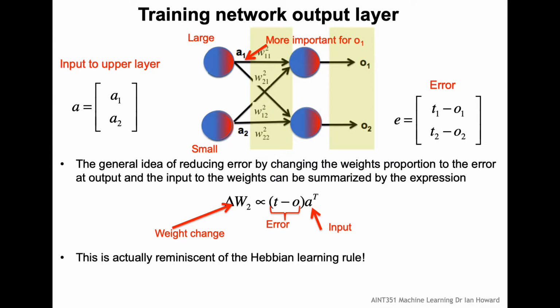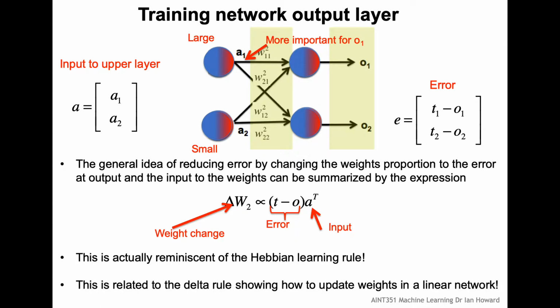Changing weights proportional to input and error is actually very reminiscent of the Hebbian learning rule. If you haven't heard of that, maybe just look it up. And what we also see is that this required weight change is what we've already derived using the delta rule. Well, it is the delta rule. And because in this instance we're just looking at a linear system, this is the delta rule for a linear network.